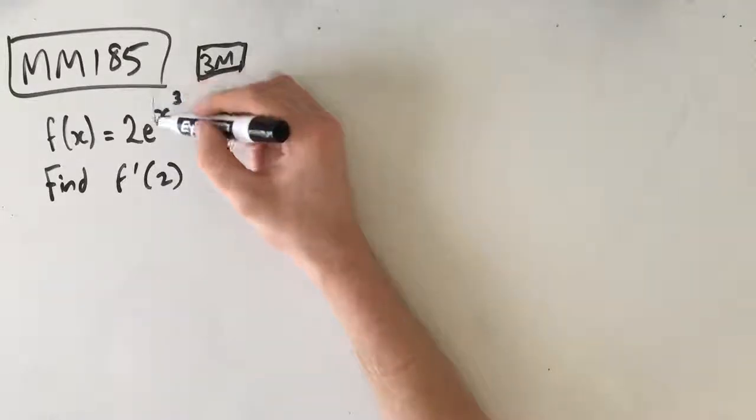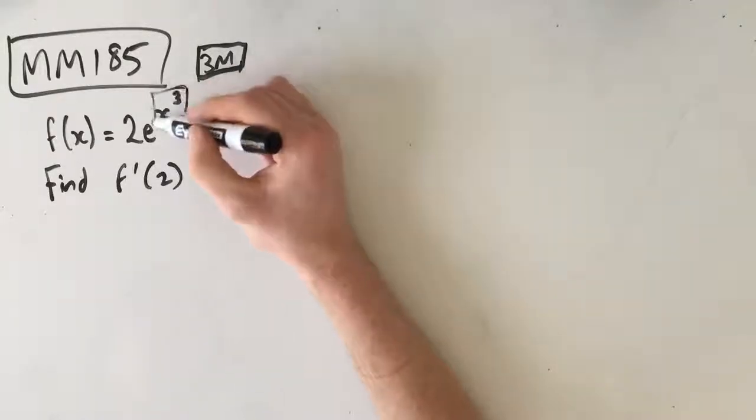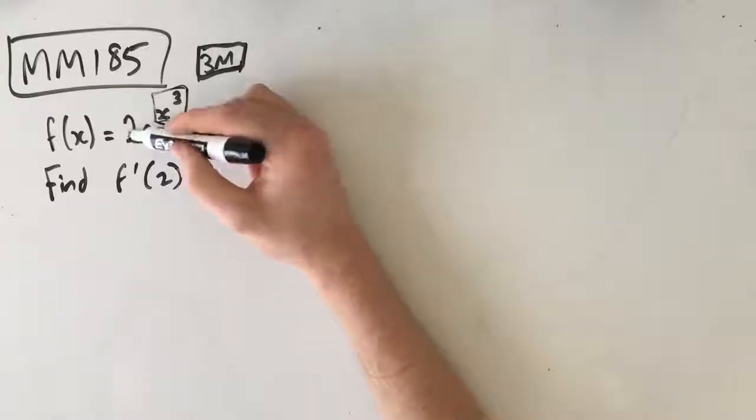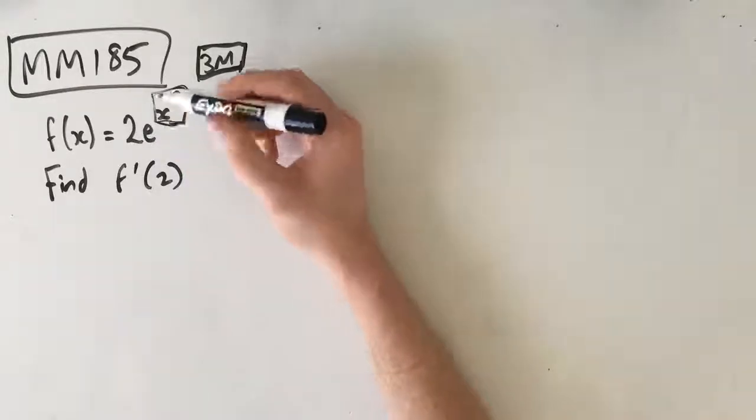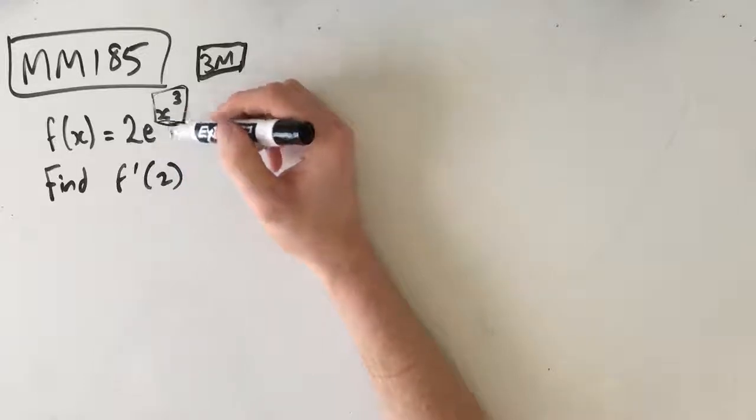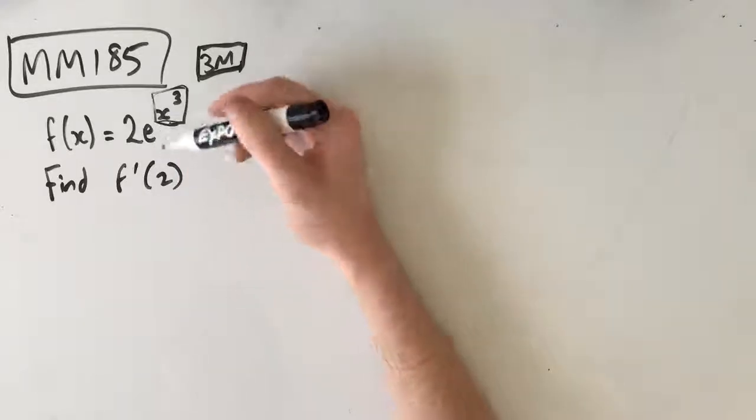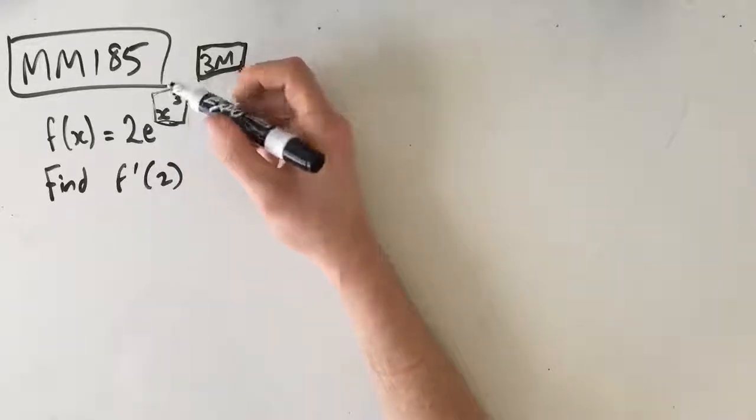Because we've got this x cubed up here, which is its own function, and we've placed that inside another function, which would have been 2e to the power of x, right? So if we had 2e to the power of x, we would have replaced x with x cubed, making it a composite function, which means we have to use the chain rule.